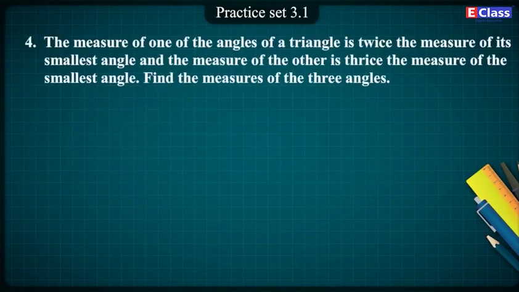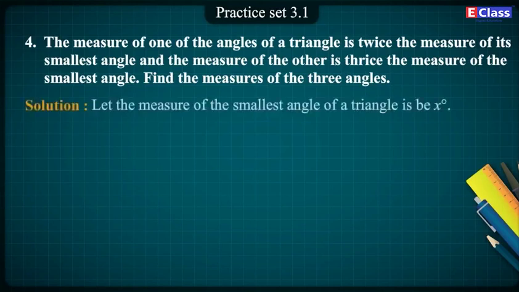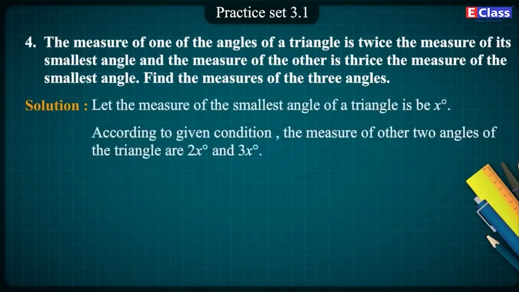Question number 4. The measure of one of the angles of a triangle is twice the measure of its smallest angle, and the measure of the other is thrice the measure of the smallest angle. Find the measures of the three angles. Solution: let the measure of the smallest angle of the triangle be x degrees. According to the given condition, the measure of other two angles of the triangle are 2x degrees and 3x degrees.